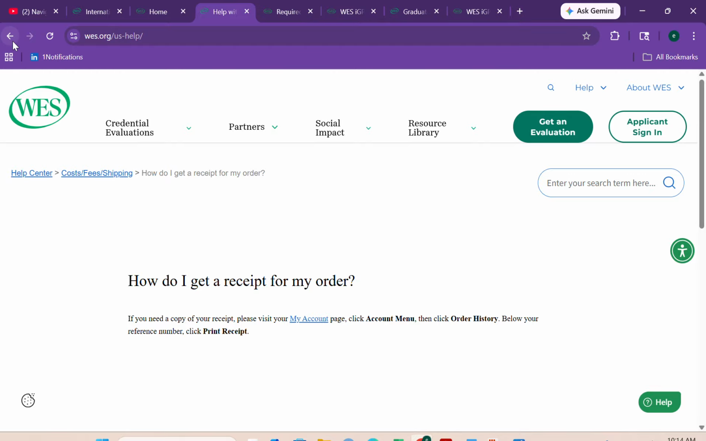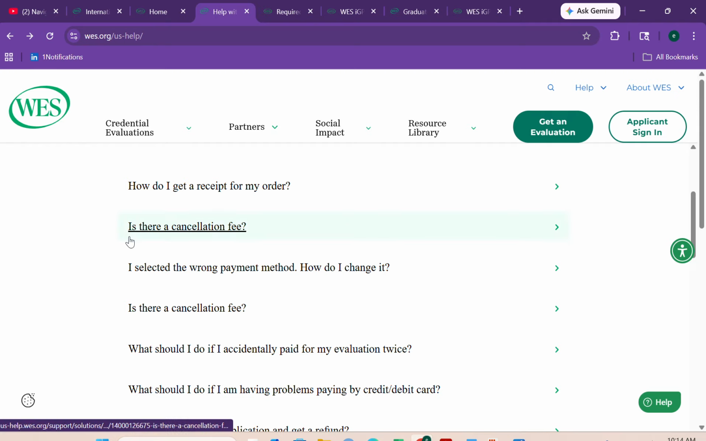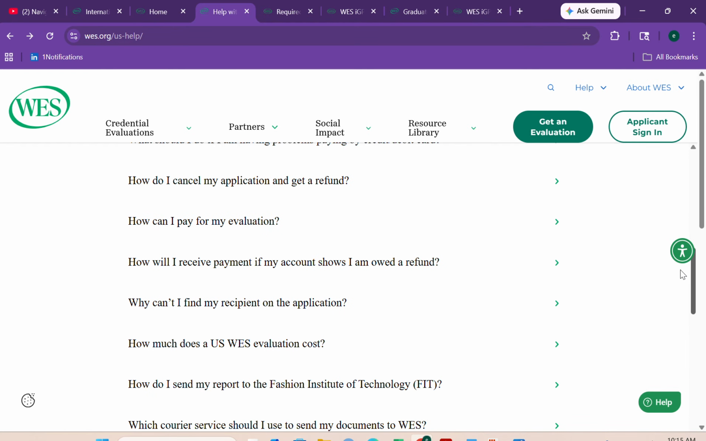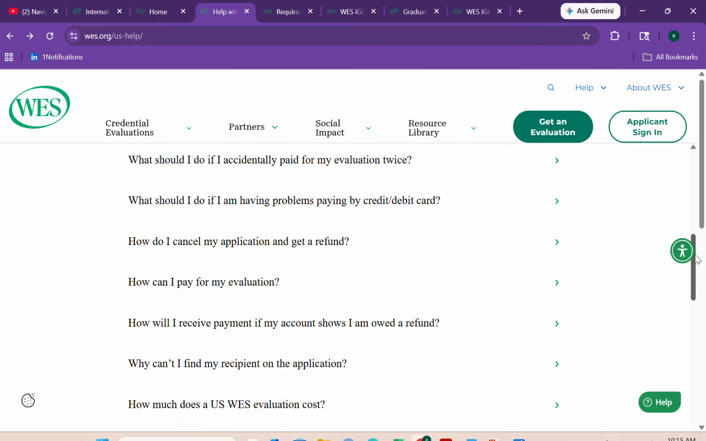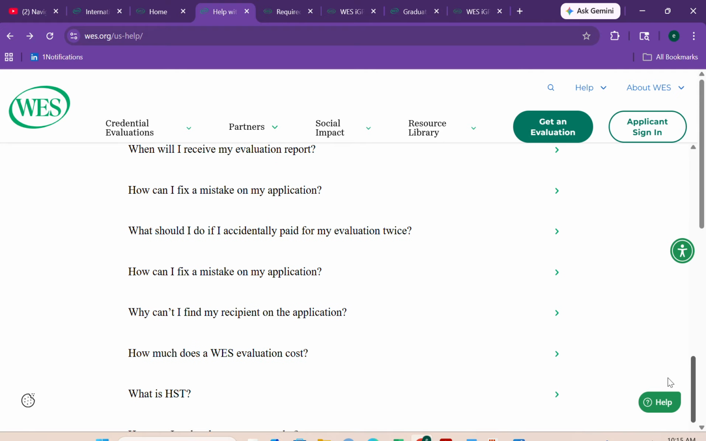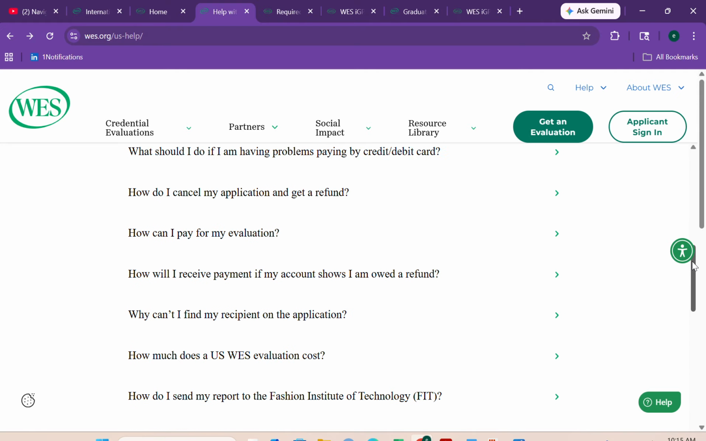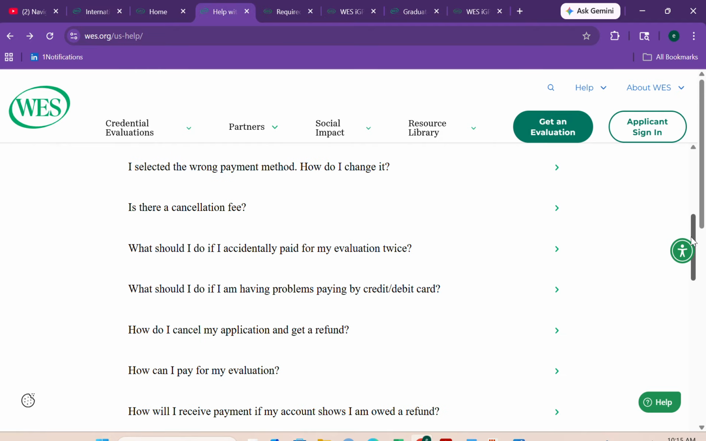They ask: is there any cancellation fee? If I select the wrong payment method, how do I change it? That one too is there. Is there a cancellation fee? They've answered. They have all the questions you might ask. You just have to read more. If you are doing something, you have to learn more about it, like the WES evaluation.